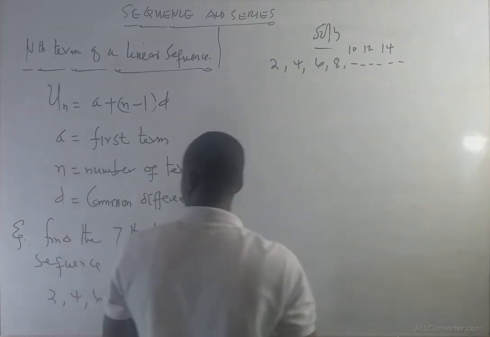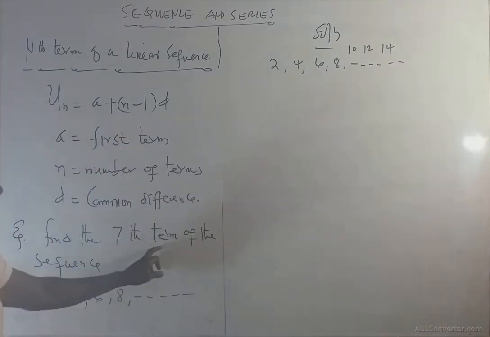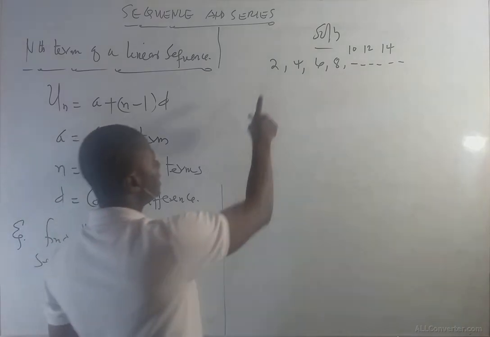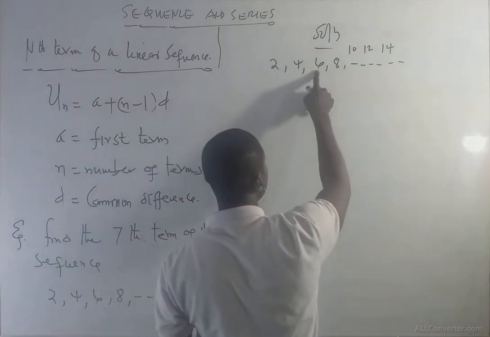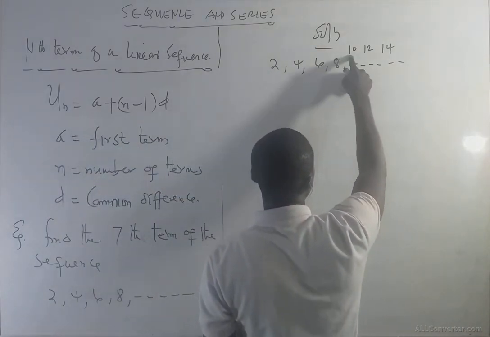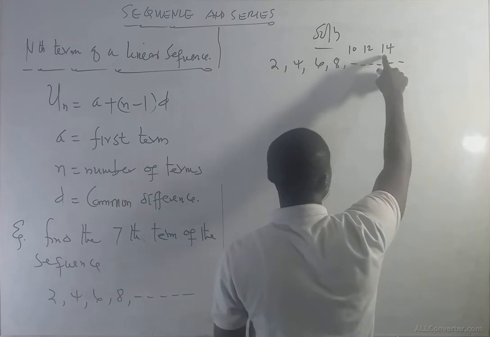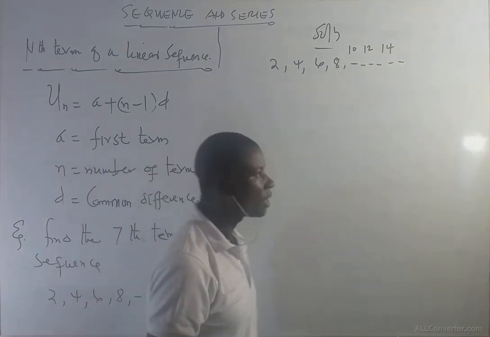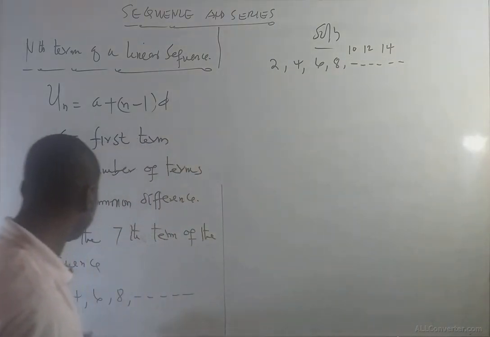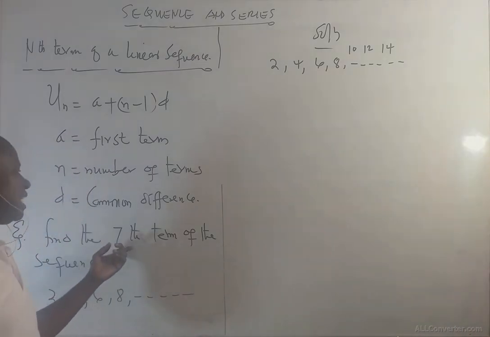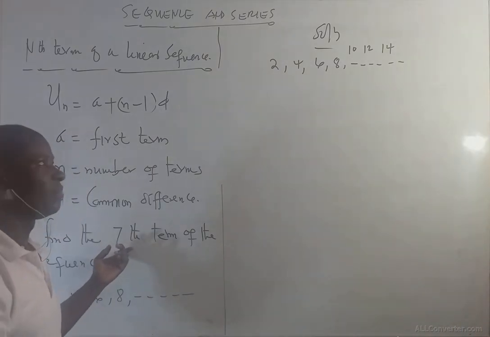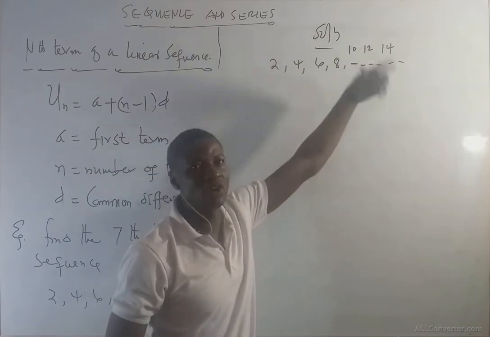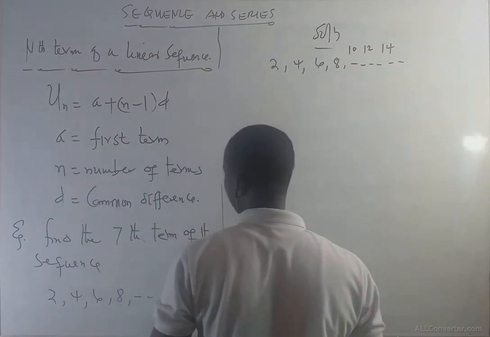Now, from the question, you have to find the seventh term of the sequence. So this is the first term, second term, third term, fourth term, fifth term, sixth term, and the seventh term. So the seventh term is 14. But sometimes you can be asked to find the 11th term or the 20th term, and you cannot do that by adding the common difference. And that is why the formula is there.